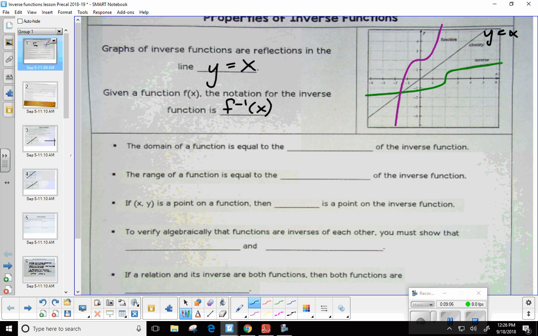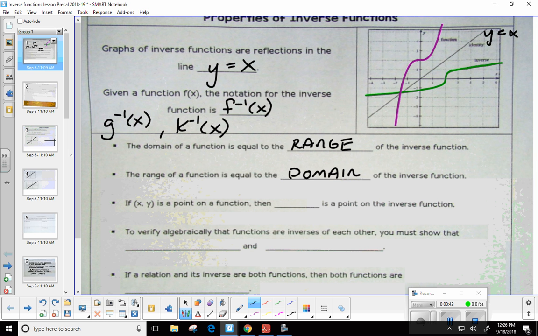Very, very important. That negative 1 is not a power. That's just the way we write an inverse. And the same can be done for any other function we come across. We could say g inverse of x, k inverse of x, for whatever variable you're given. That does not matter. Okay, the domain of a function is equal to the blank of the inverse. The range, yes. So the range of a function is equal to the domain of the inverse function.